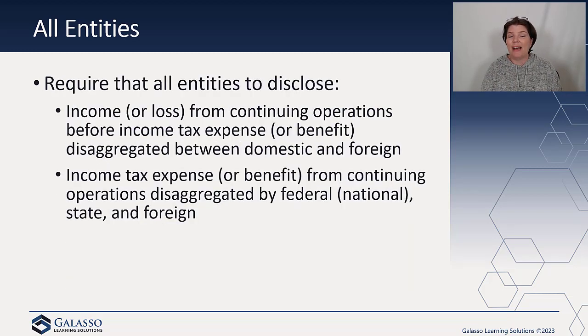In addition, you would have to disclose income or loss from continuing operations before income tax expense or benefit, disaggregated between domestic and foreign, and then income tax expense or benefit from continuing operations disaggregated between federal, national, or state and foreign. So they want you to break this down so that we have all of the information in order to be able to do both the cash basis and the tax basis.